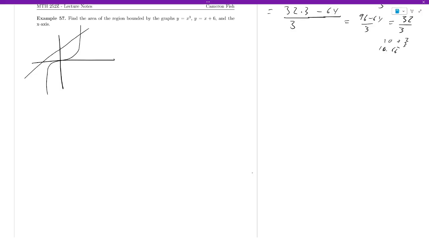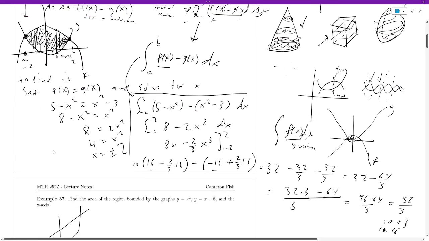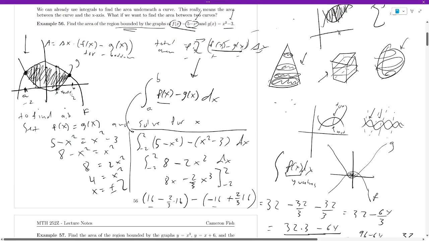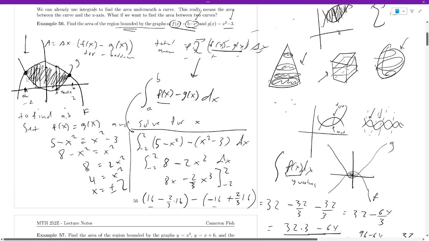By the way, you should always draw a picture. It's kind of hard to tell just by looking at the equations what the shape is going to look like, unless you're really familiar with them. So it's always fine to use a graphing calculator or Desmos to find what the picture looks like, and then you'll know what you have to do. On an exam question, I'll usually put a picture in.